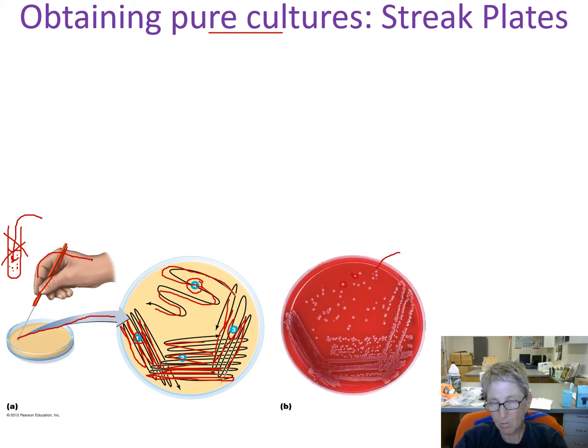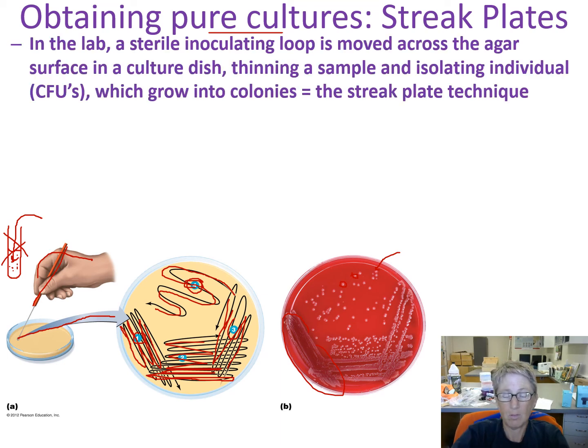So here's an individual colony. Like I said, if you only stopped at this first pass, you can't see any individual colonies here. You can start to see individual colonies here, but in this 4th pass, you can really see the individual colonies. So then you can decide what pathogenic microbe you have.